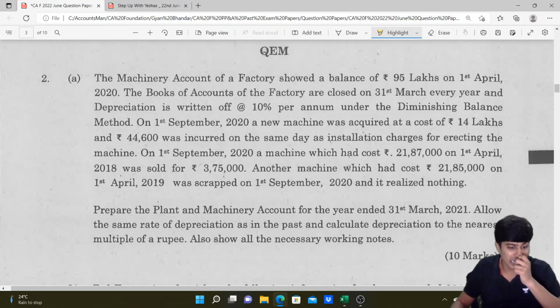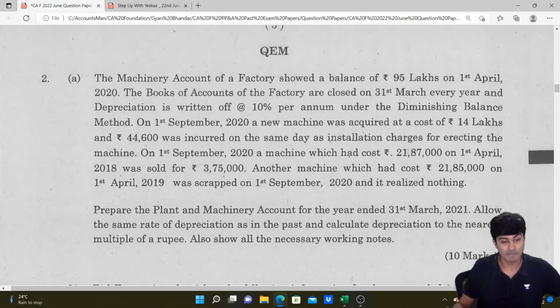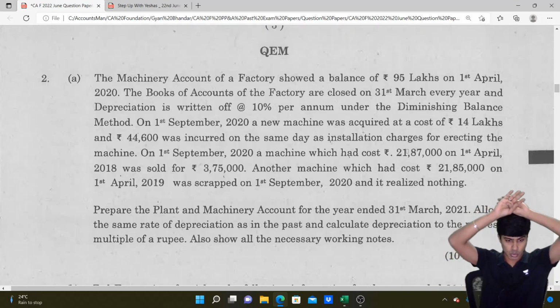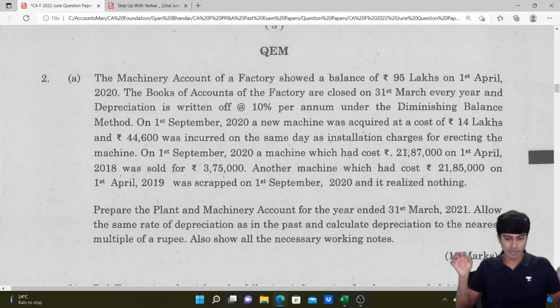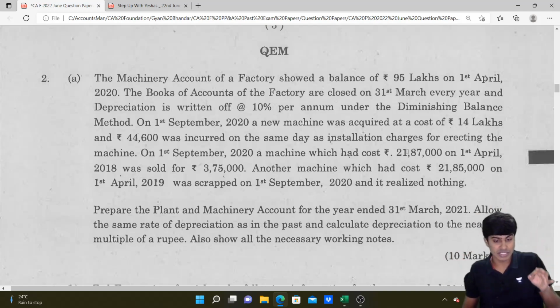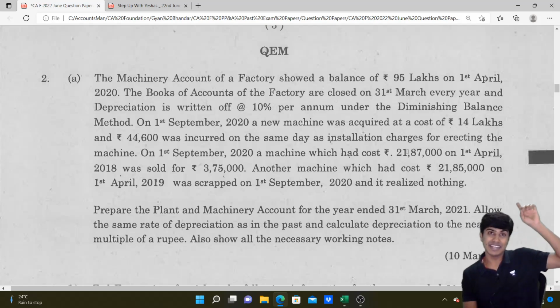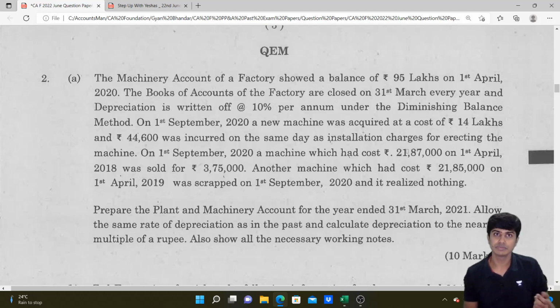Okay, where were we? 14 lakh 44,600 will be the cost of the new machinery. And that's it. On 1st of September 2020, a machine which had a cost of 21 lakh 87,000 on 1st of April 2018. Though we are supposed to do accounting for 21, now I need to compute the value of this asset from 1st of April 2018 to 2021, because if not, I will not be able to understand what is the value. Okay, 2-3 years ago, its value was 21 lakh 87,000.